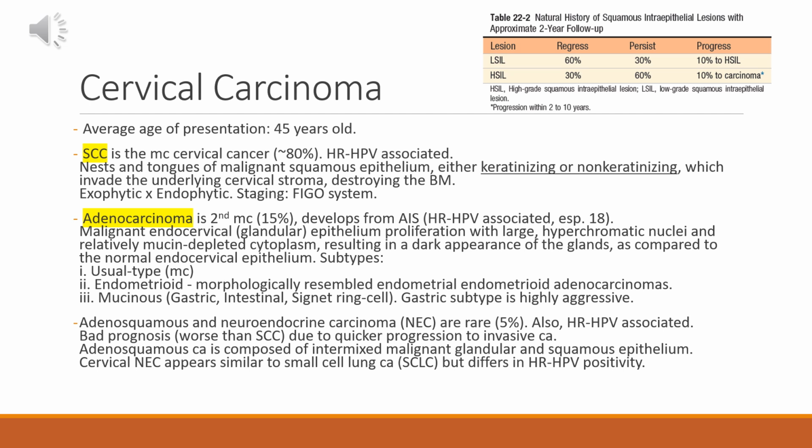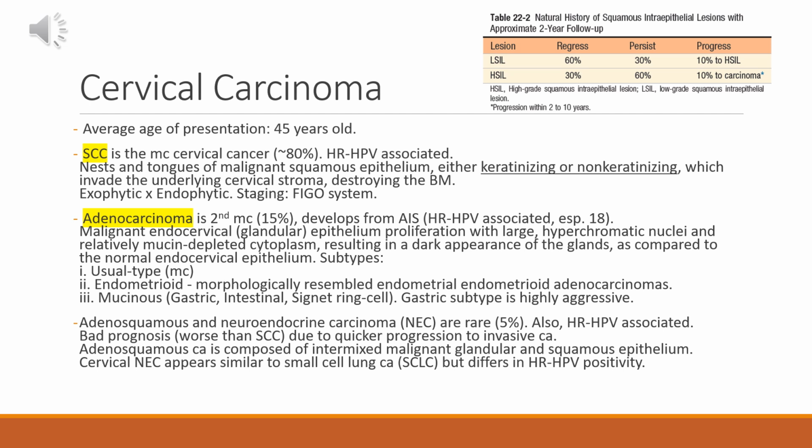We see a malignant endocervical epithelium proliferation with large hyperchromatic nuclei and relatively mucin-depleted cytoplasm, resulting in a dark appearance of the glands, as compared to the normal endocervical epithelium. The subtypes here are usual, endometrioid, or mucinous.